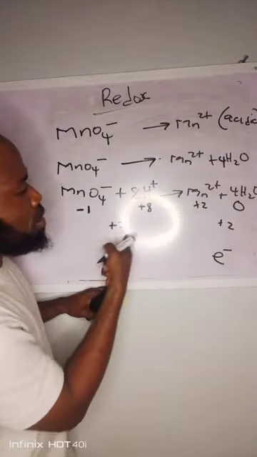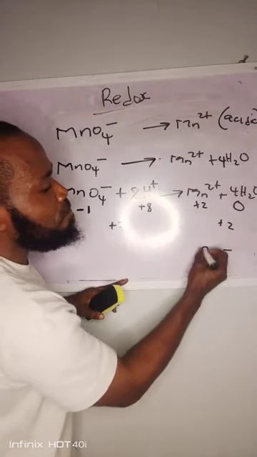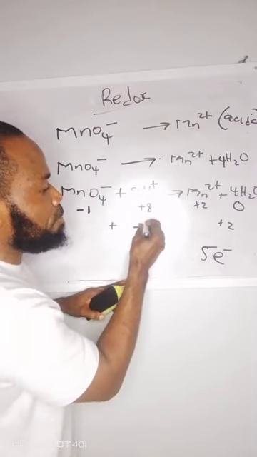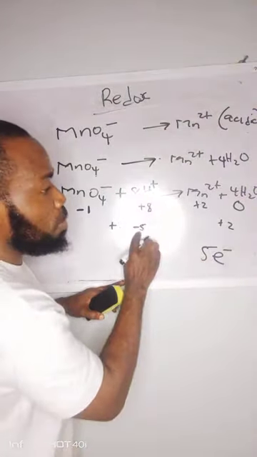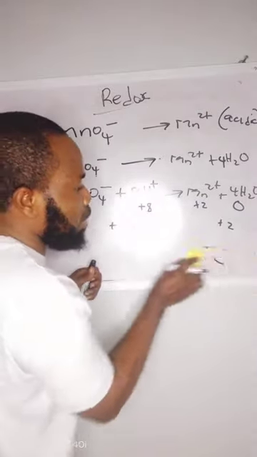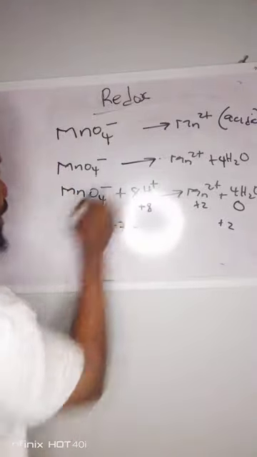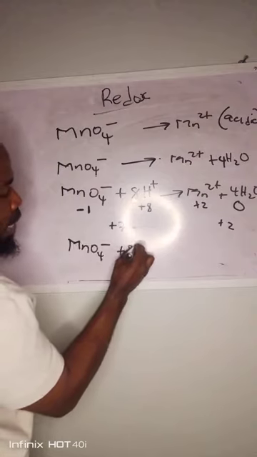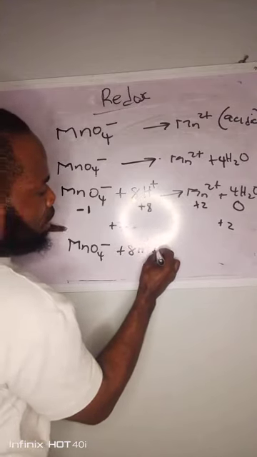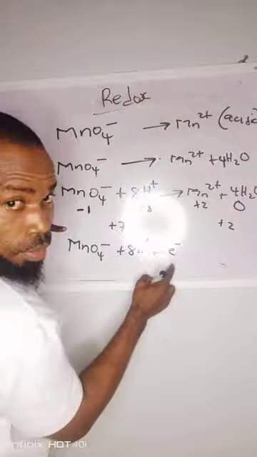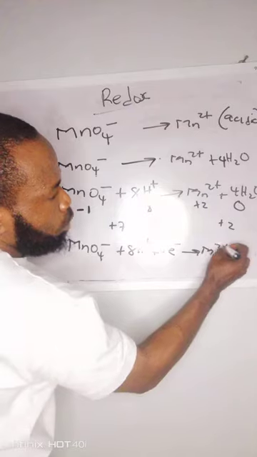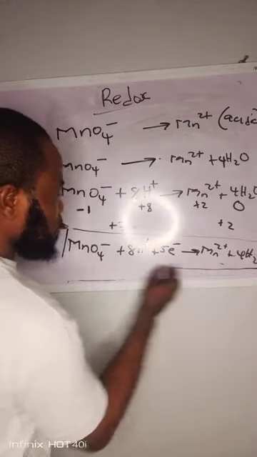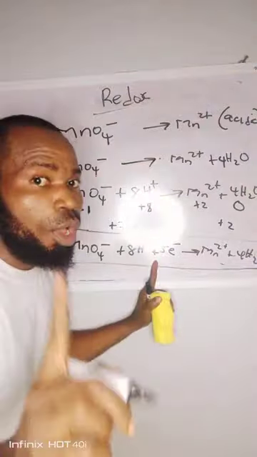Now, the number of electrons: I'm having plus 7 here, I'm having plus 2 here. I'm going to add 5 electrons to the reactant side in the sense that I'm going to be plus 7 minus 5. 5 times minus 1, of course, minus 5, will give me plus 2. So at the end of this reaction, my final balanced equation in acidic condition will now be MnO4- plus 8H+ plus 5e- to give me Mn2+ plus 4H2O. Now, remember, please don't be an idiot, that this equation has been balanced under acidic condition.